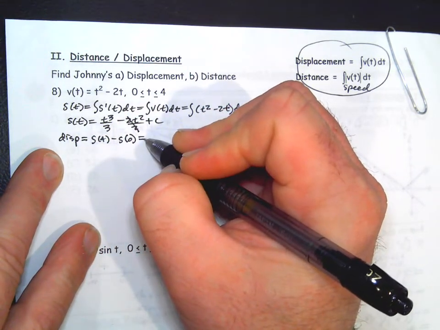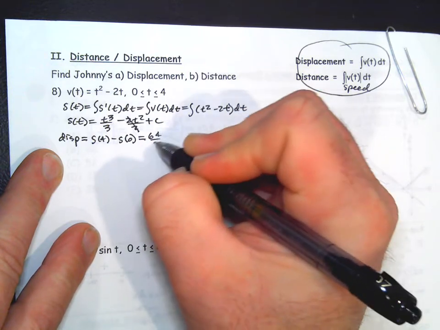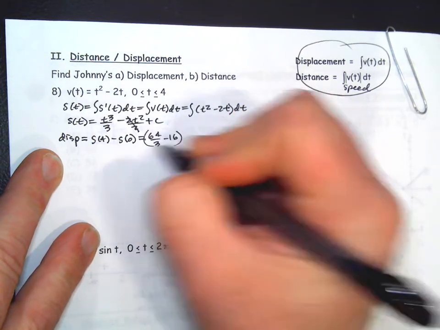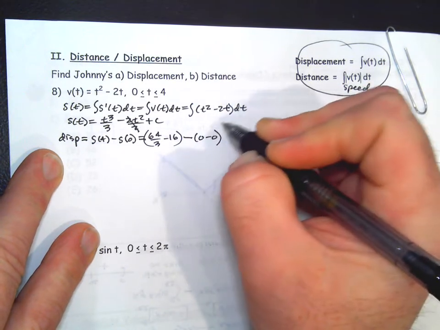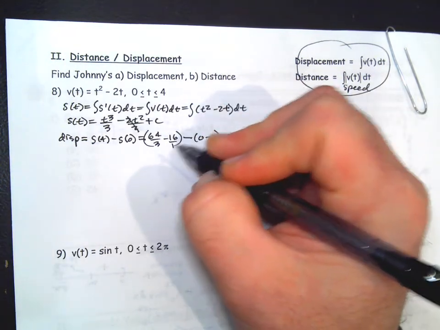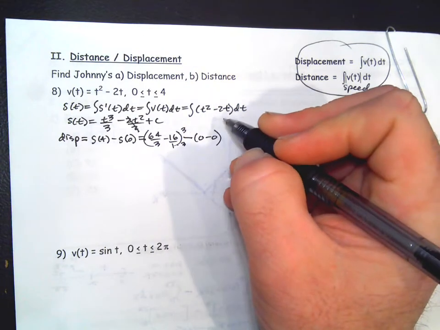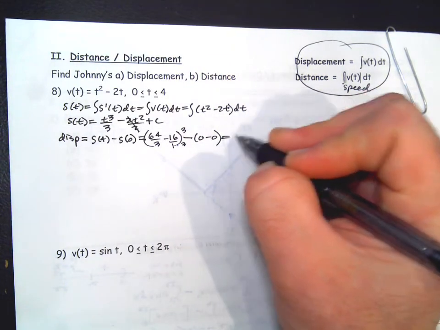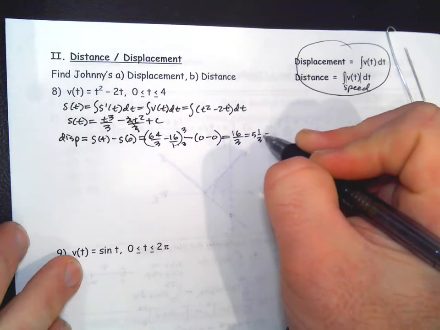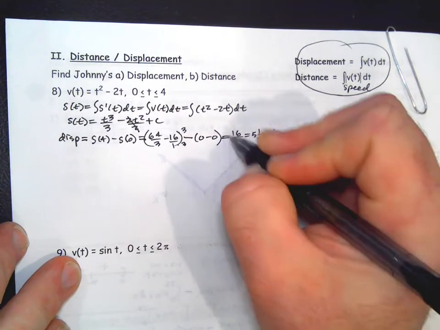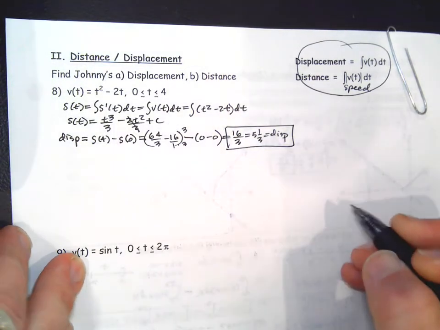And 4 is going to be 64 thirds minus 16. And 0 is going to be 0 minus 0. They both have c, so we don't need to bother with that. Least common denominator, 3, 48. So this is going to be 16 thirds or 5 and 1 third for the displacement. So displacement's not too crazy.